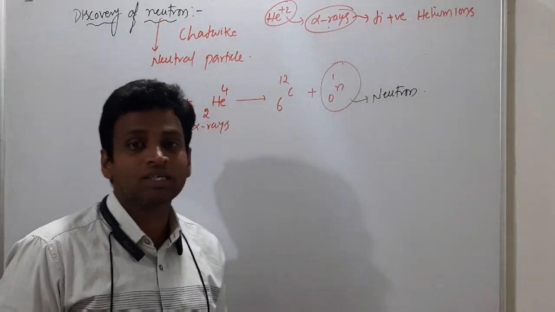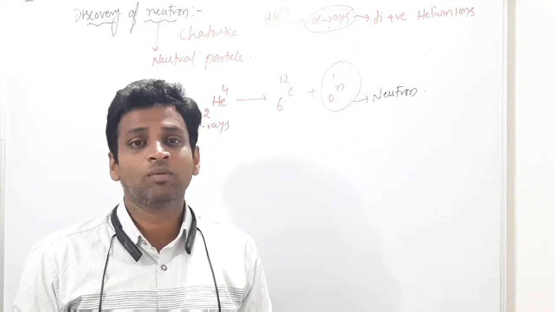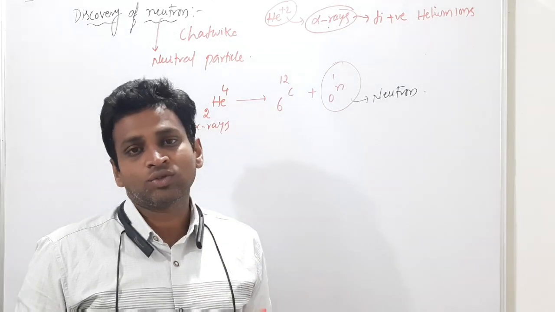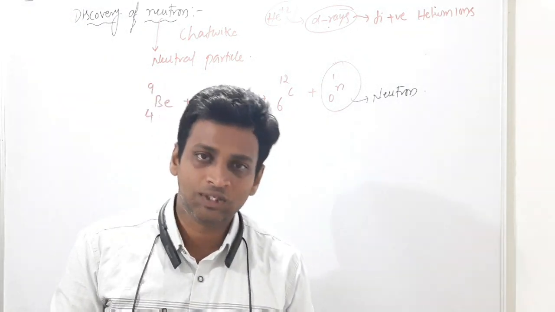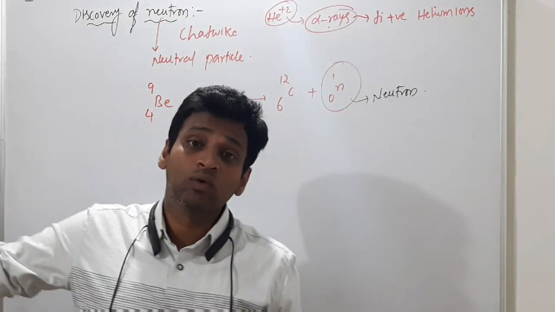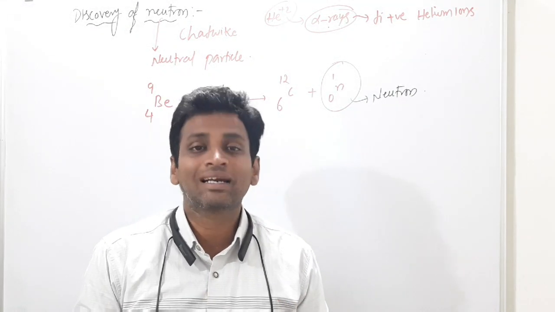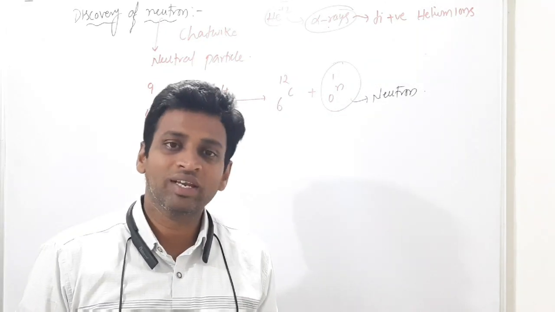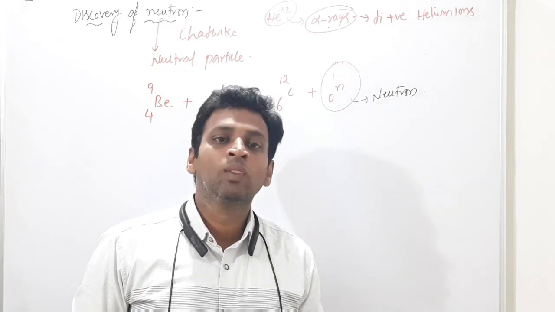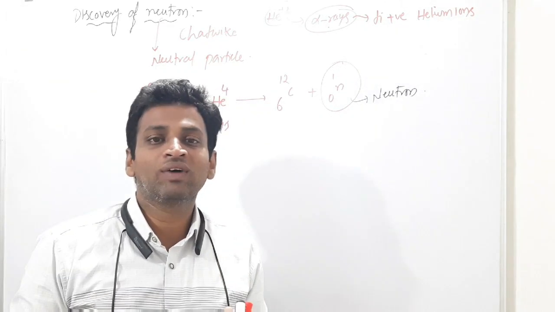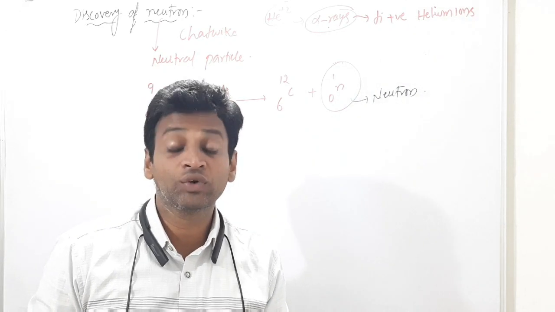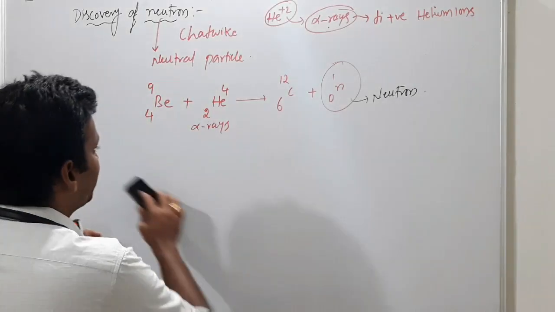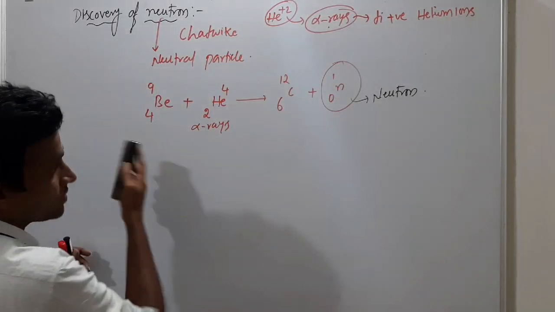So finally, an atom consists of three subatomic particles: electron, proton, and neutron. We discussed three subatomic particles. Now we have a question: where are those electrons, protons, neutrons present? This is a very important thing for us. To explain the position of the electron, proton and neutron, atomic models were given. Right now, all these things.